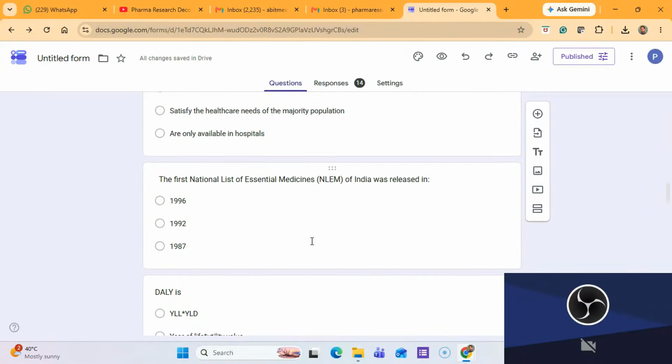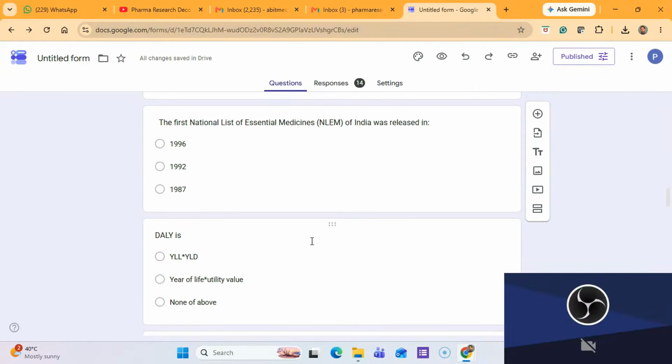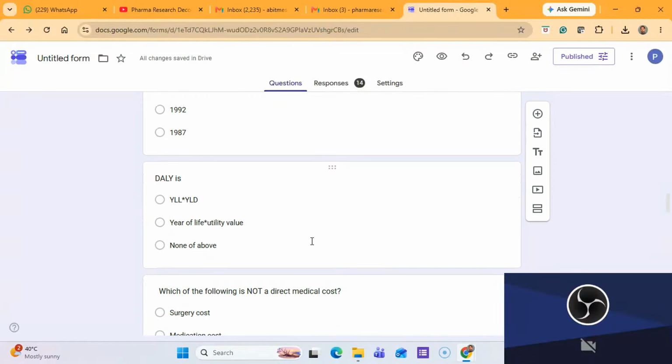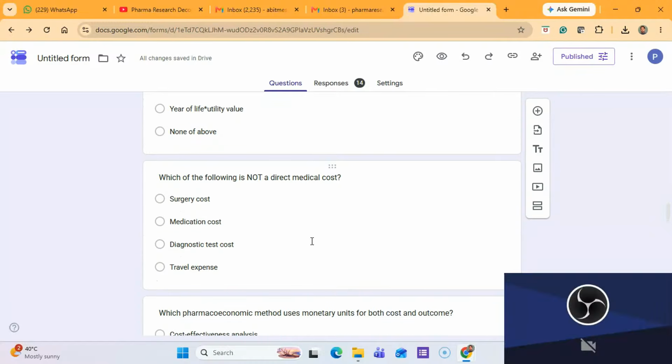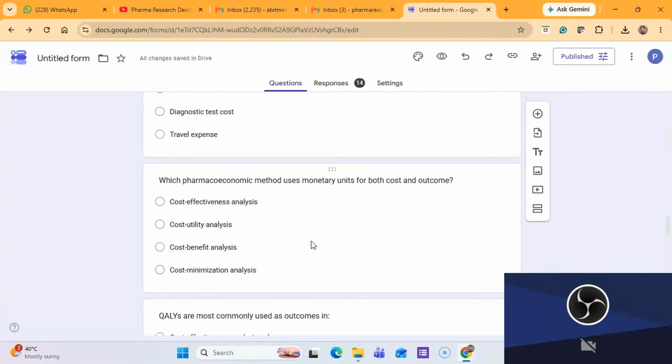Anyone? Then 1996, right? Then DALY is YLL multiplied by YLD, years of life multiplied by utility value. DALY is YLL, right? Which of the following is not a direct medical cost? Travel expenses are not a direct medical cost, right? Which pharmacoeconomic method uses monetary units for both cost and outcomes? That is the cost benefit analysis.